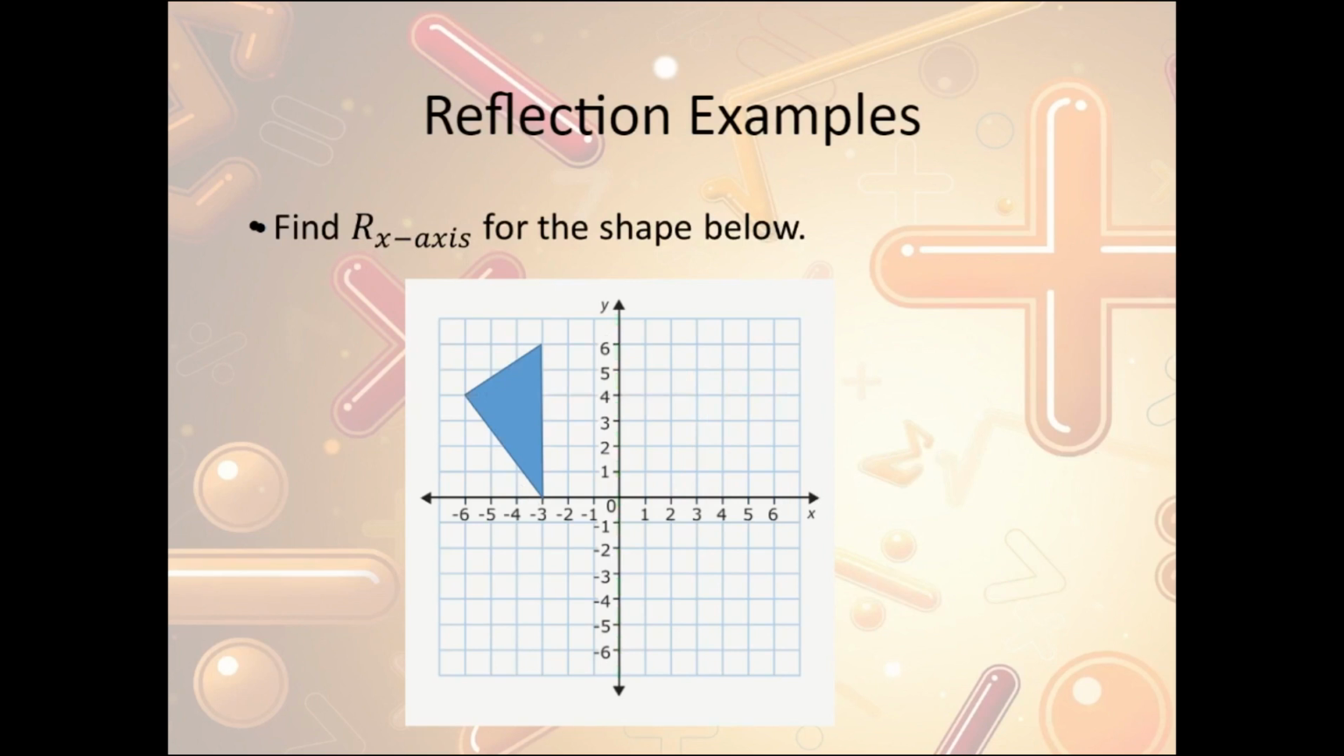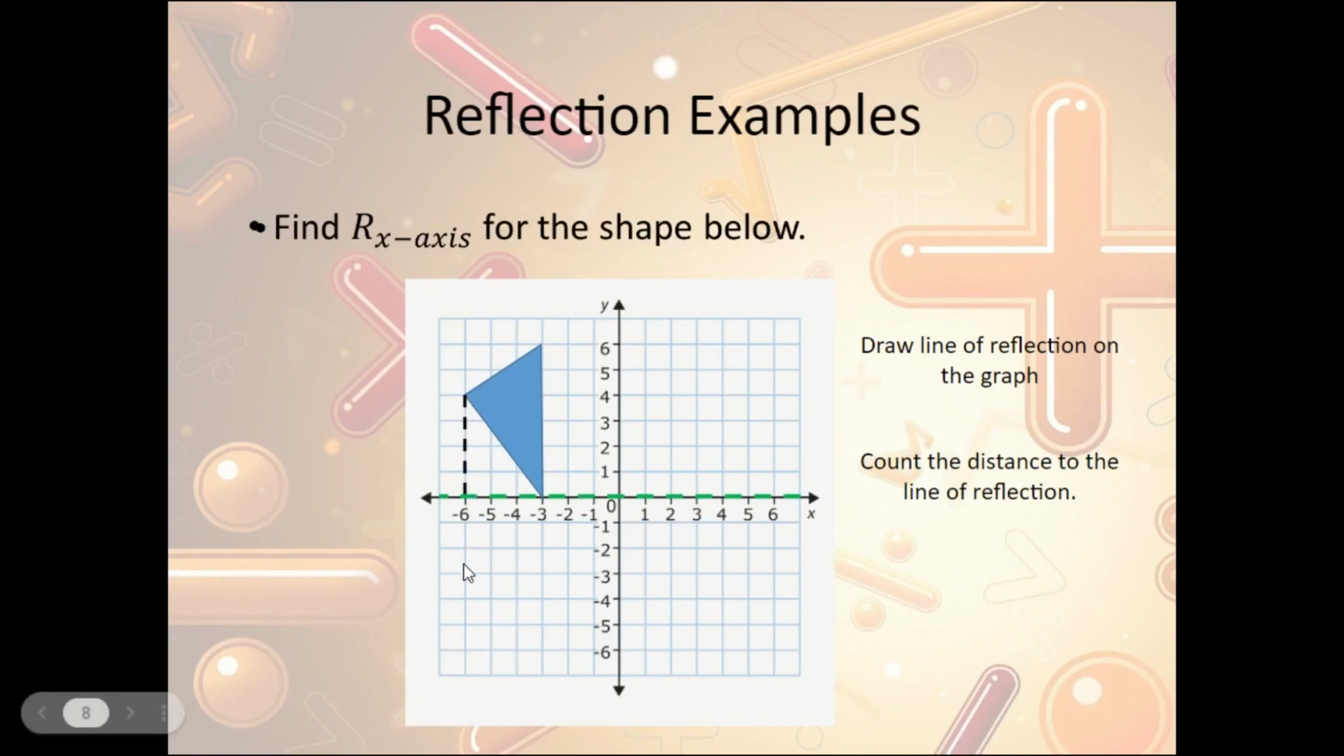Let's look at another example. Now we're reflecting over the x-axis. So here's our x-axis. So we draw it in. Then we count the distance. So here we are 1, 2, 3, 4 away. So we go 1, 2, 3, 4 away and copy that over here. Then we look at this one. This one is 0 away. So it's going to be 0 away on the other side. So we just leave the point there. Then this one is 1, 2, 3, 4, 5, 6 away. So we go 1, 2, 3, 4, 5, 6 away on this side and draw in our triangle.